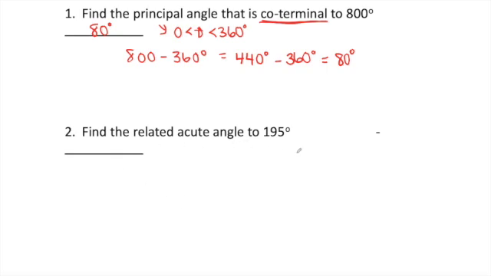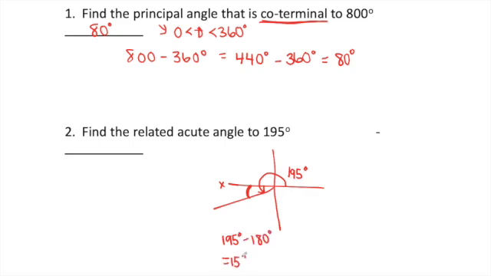Find the related acute angle of 195. So again, draw that, easiest to draw. Draw the 195, which is right here. And then your related acute is in here because it's always with your x-axis. So you're going to just simply take that 195 degrees, subtract that 180 degrees, and you're going to get 15 degrees there. So your RAA for 195 degrees is 15 degrees.